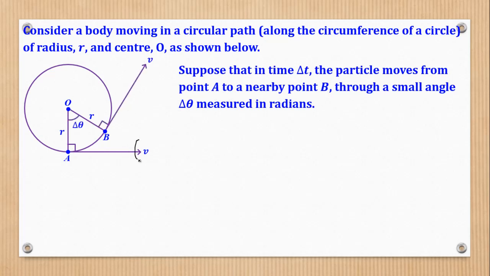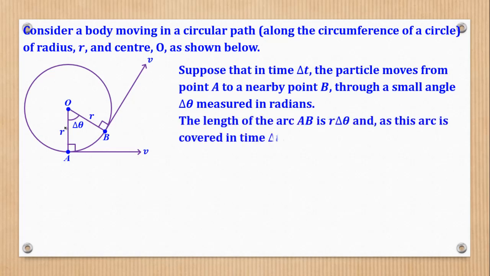So let that be the point B, and the speed will be as shown. Remember, the magnitude is the same, it is only the direction which is changing. That is why we are saying here v and v. If it was changing, here it would be u and here it would be v, to mean initial and final velocity. But the magnitude is the same. And the angle it makes in time delta t is delta theta, and the circle is of radius r.